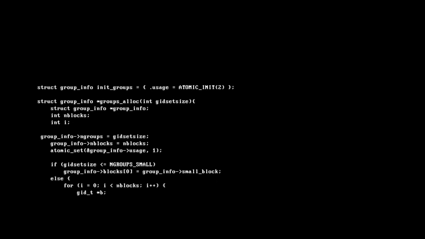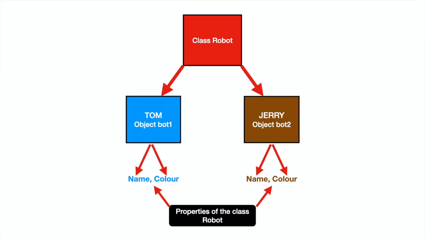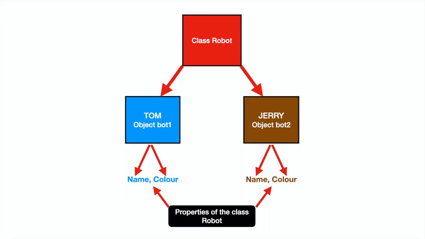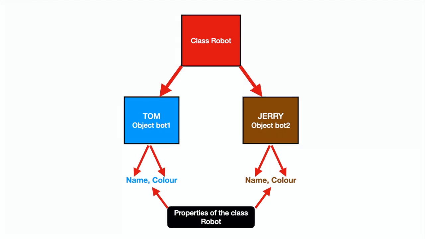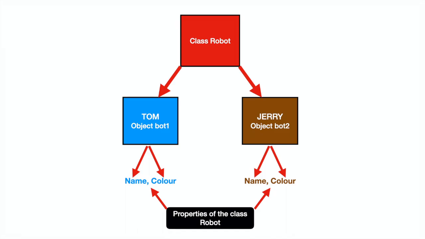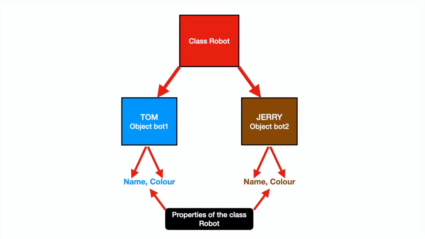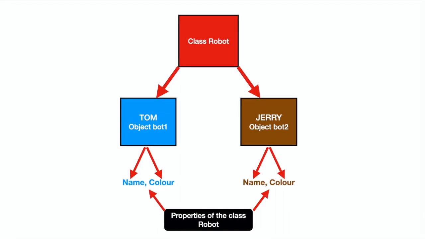Okay, that's enough. Now let me give you the basic idea of what we are going to code. Here we are making a class Robot which will have two objects, bot1 Tom and bot2 Jerry, which will further have two properties, name and color of the bots. To understand more clearly, let's code now.